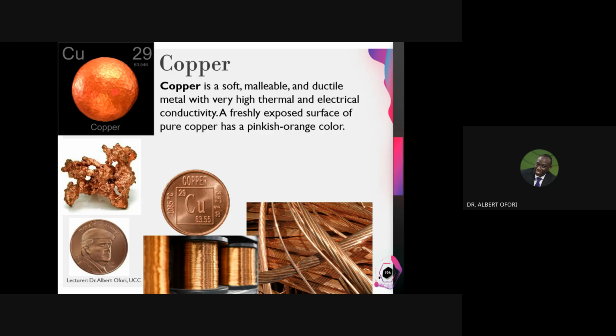As I mentioned, in most of our electrical appliances or cables, we have copper there because it's a good conductor, both electrical and thermal. It's a good conductor of heat and then electricity. So we use copper a lot.